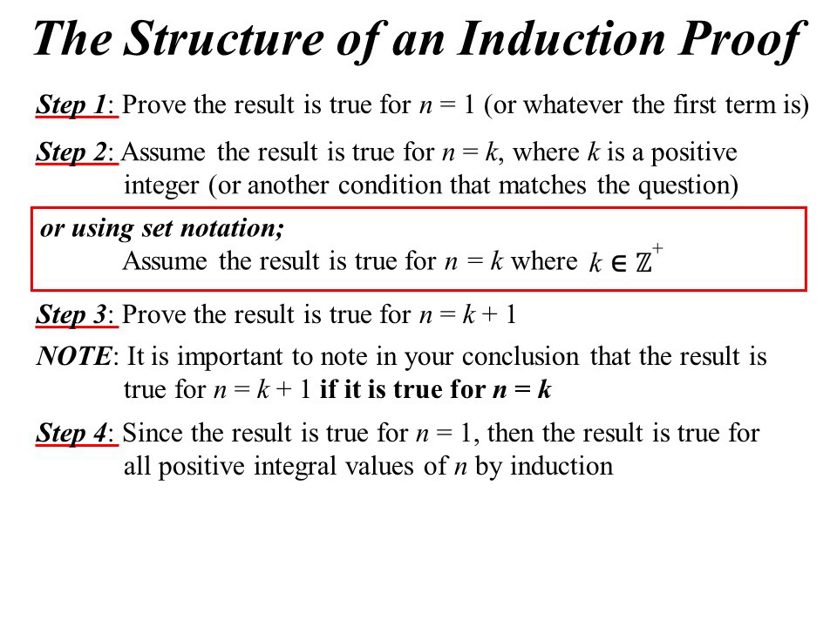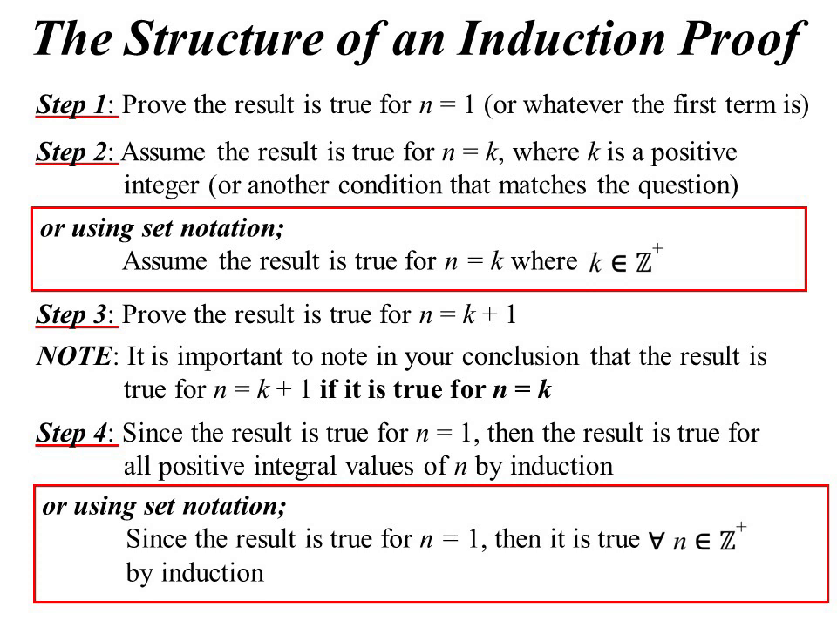And if I wanted to write that final statement using set notation, the language of logic, I would write it very similar. Since the result is true for n equals 1, but then I could write it like this. Then it is true that the upside down A symbol means for all. So for all n, remember, it was n we were actually proving, not k. So for all n that belong to the positive integers. So n is an element of Z plus. That's a logical way of writing that conclusion. And we'll, in Extension 2, learn a lot more about the language of logic and the connectives we use and things like that.